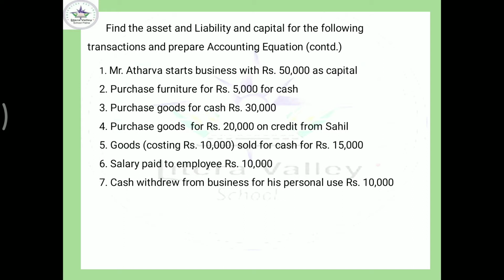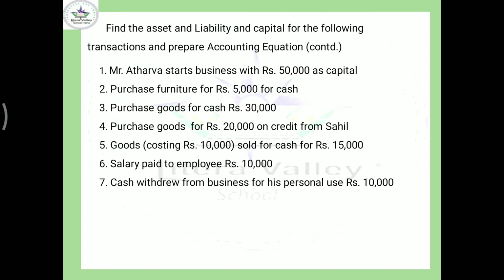Again purchased goods for cash rupees 30,000. He has purchased goods on credit from Mr. Sahil. In the next transaction, you can see goods costing 10,000 was sold for cash 15,000 and salary paid to employees 10,000. Thereafter, the last one is cash withdrawn from business for his personal use, 10,000.